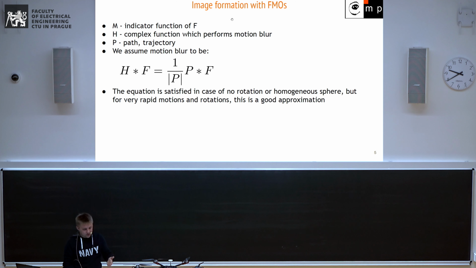And so how do we define the convolution in this case? Basically, it's just a path, the trajectory of the object, and its model convolution, then you divide it by the size of the trajectory, so that it sums up to 1. And this equation is satisfied only in the case when there is no rotation or the object is homogeneous. But usually you don't have to have it exact, and it's enough to have an approximation of this assumption.